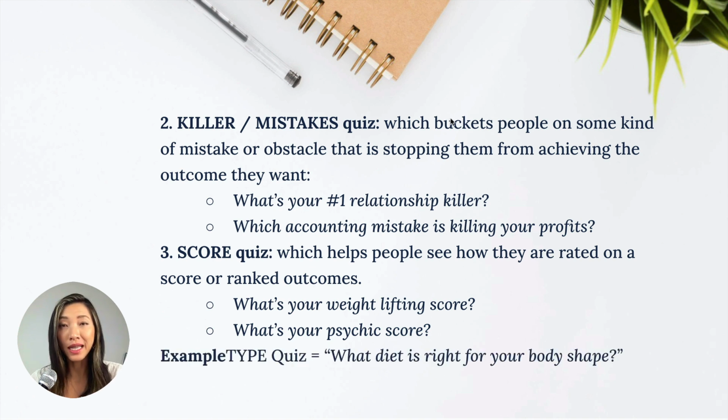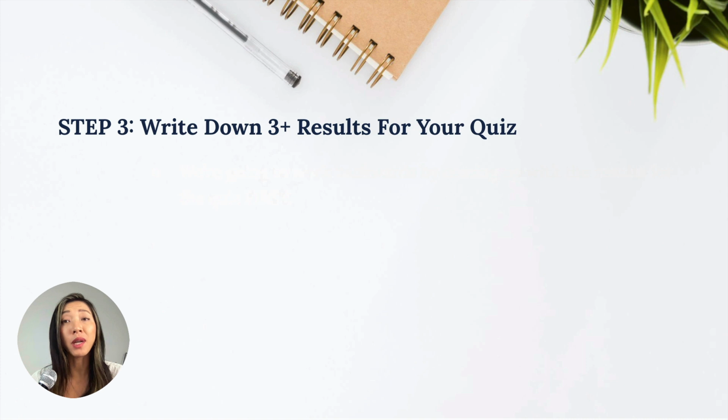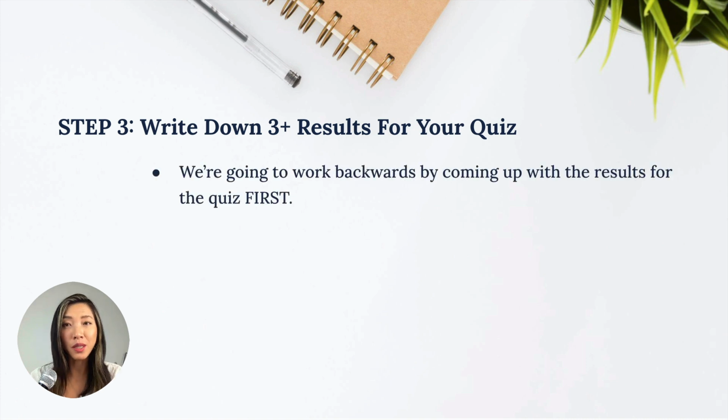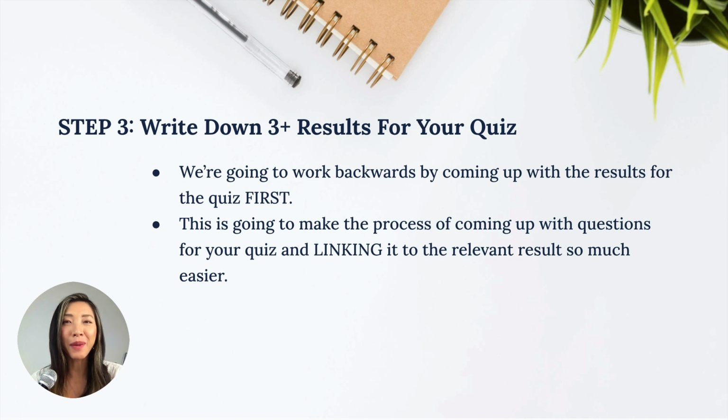For this video example, I'm going to choose the type quiz. The topic and title will be what diet is right for your body type. Now that you know the topic of your quiz, we're going to work backwards by coming up with the results for your quiz first. This is going to make the whole process of coming up with questions for your quiz and linking it to the relevant results so much easier.